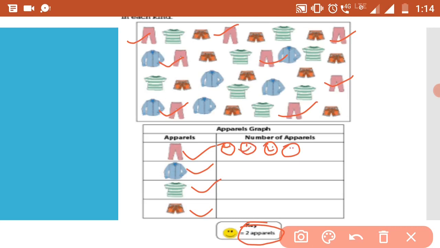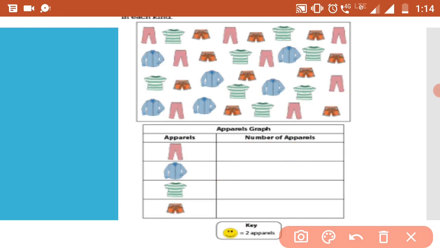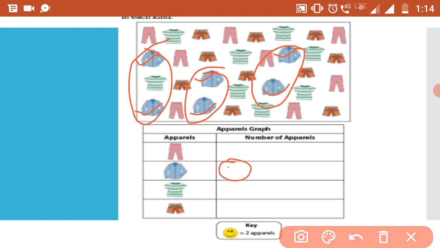Okay. Next is shirt. Let's count shirts now. 1, 2, 3, 4, 5, 6. For two shirts you use one smiley. So how many smileys will you draw? 3 smileys, right? 1, 2 and 3. Done. Like that you can also find it for the t-shirt and shorts. I want you to do it yourself.